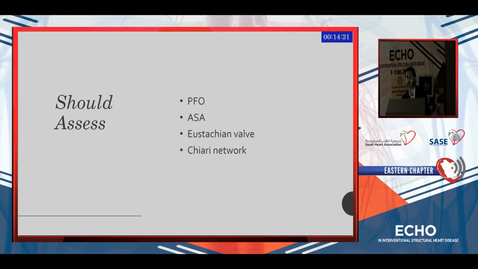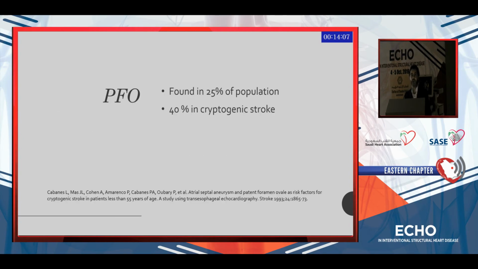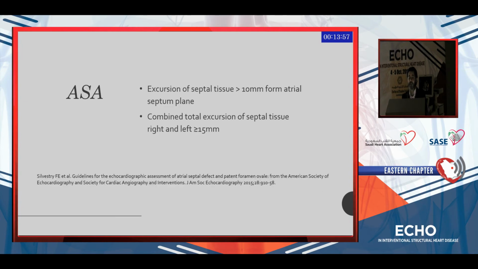So what should we assess? It's not only PFO that we should assess. When we are assessing PFO, mainly for a stroke, we should assess a PFO, atrial septal aneurysm, Eustachian valve, Chiari network, because all contribute to the stroke. So again, as just mentioned, PFO is found in a quarter of the population. However, it's found in 40% of people with cryptogenic stroke. So it has a role in stroke.